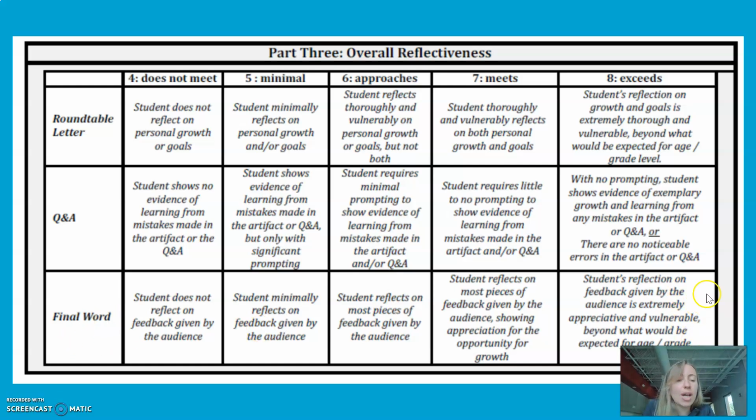Okay, and then the final word. This is when at the very end of the roundtable, everybody's going to give you a little bit of feedback, say you did well on this, you could improve in this. You should take a minute there and just think about what they said and then kind of repeat back to them some things that you did well in your roundtable and some things that you would improve the next time that you do a roundtable.